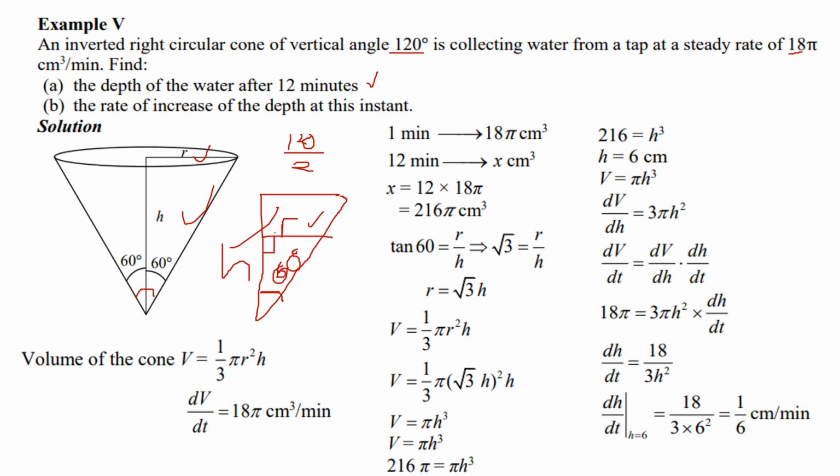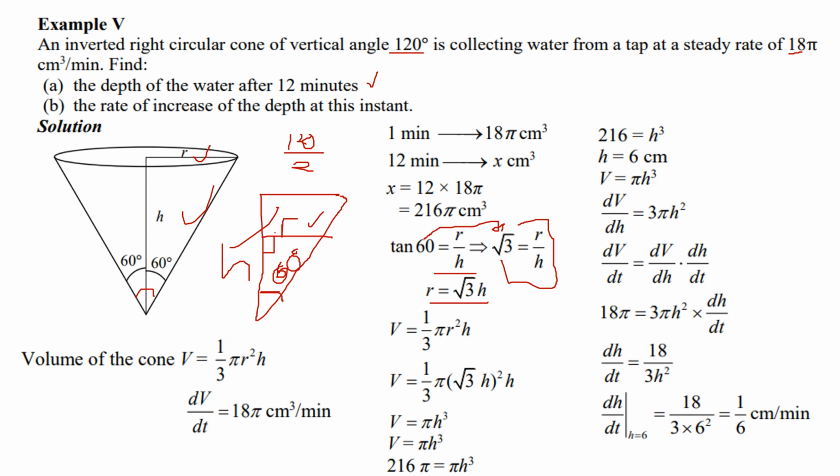So we use the concept of tan theta, and tan 60 degrees here is the same as opposite, which is r divided by h. That means that tan 60, according to the standard triangle which we covered in trigonometry, is the same as root 3. So root 3 is the same as r divided by h. We use this expression to express one in terms of the other, simply by cross multiplying, and therefore r is going to be equal to root 3 h.